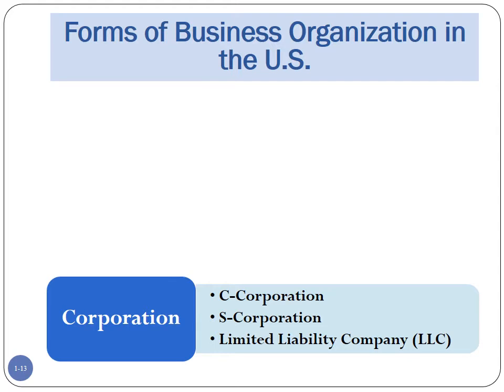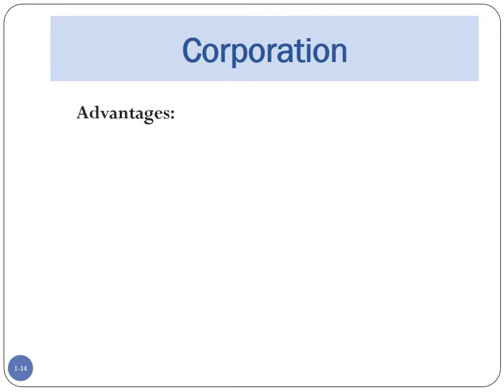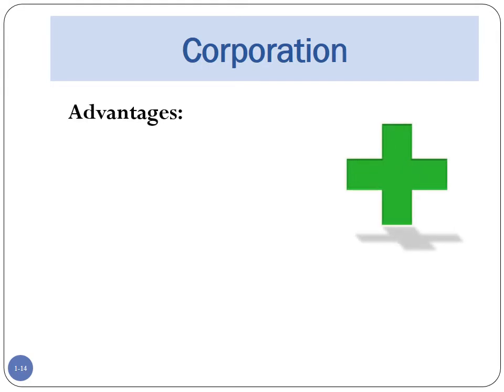And we see here that there are three basic types: a C corporation, an S corporation, and a limited liability company. There are several advantages for incorporating.